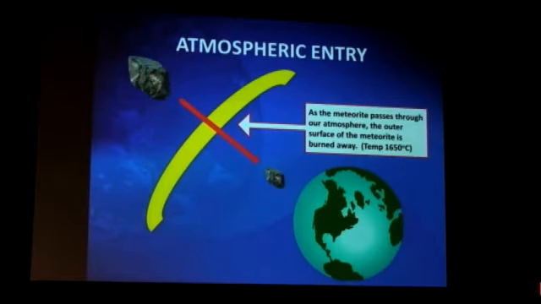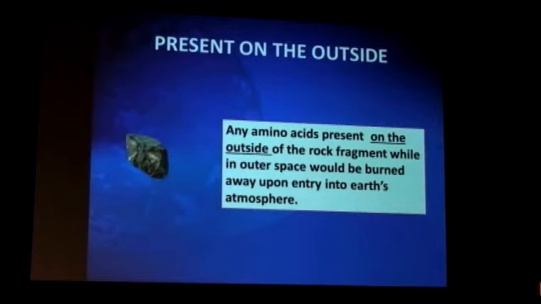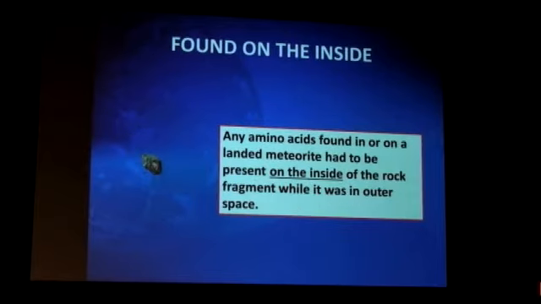Well, we already know that when a meteorite passes through our atmosphere, the outer surface of the meteorite is burned away. The temperature of doing that is 1650 degrees, which is more than enough to burn any organic molecule. And so once a meteorite goes through our Earth's atmosphere, we can say one of three things. One, any amino acid present on the outside of the rock fragment would be burned upon entry into Earth's atmosphere. And any amino acid found in or on the landed meteorite had to be on the inside of the rock fragment while it was in outer space.